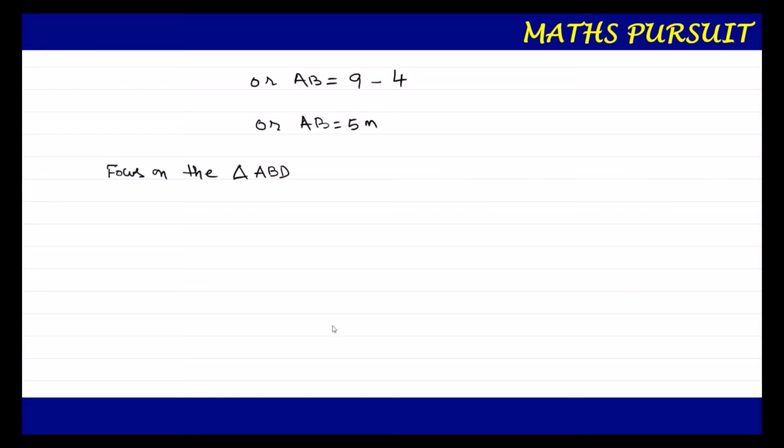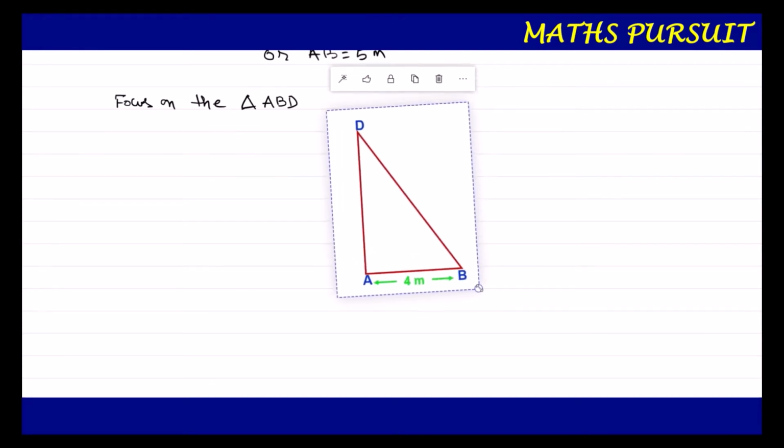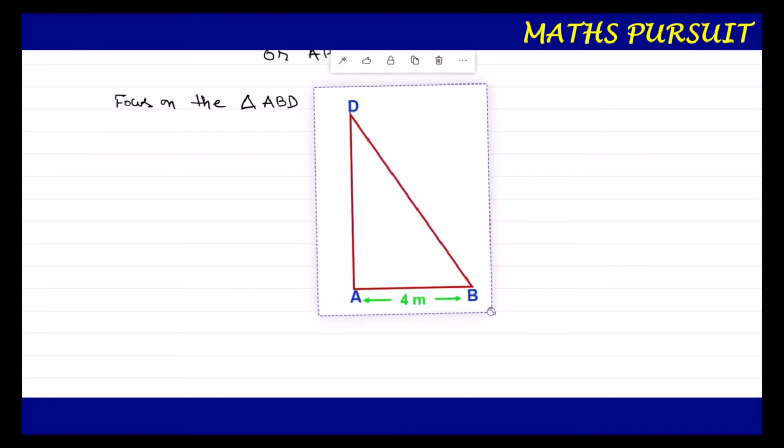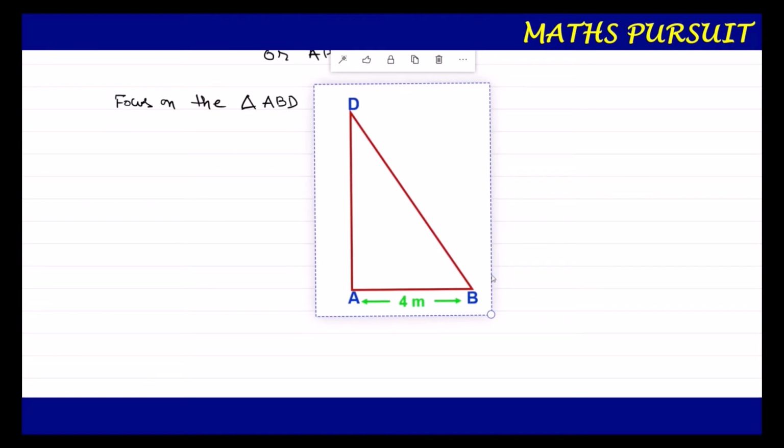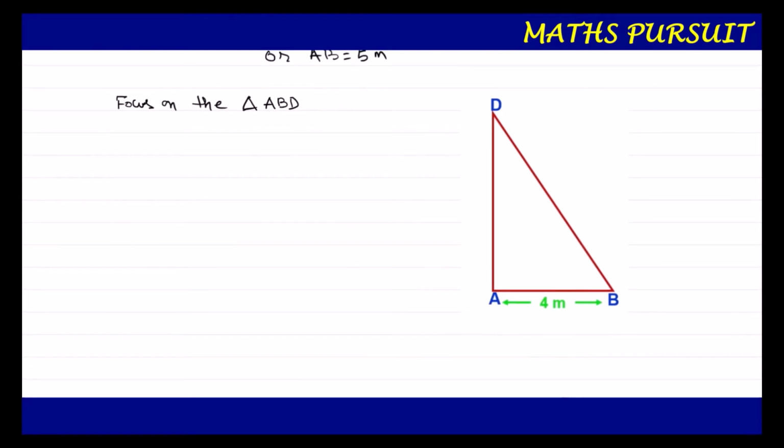If we look to the triangle ABD, the diagram will look like this. As per the question, AB is 4 meter, and this angle we do not know, so we have assumed this angle to be x degree.